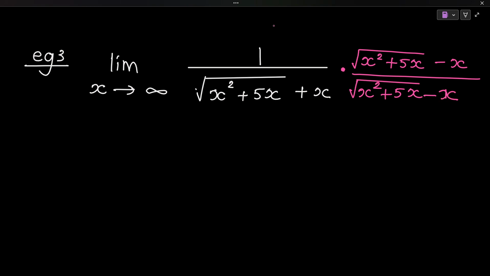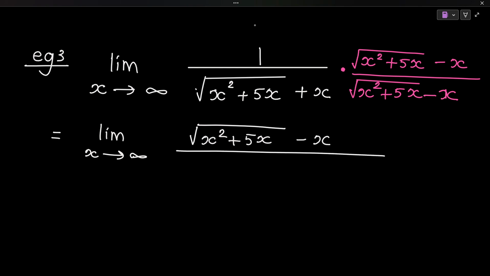Okay, so remember, to rationalize, you multiply. Now, to simplify, we're going to multiply the numerators together and then multiply the denominators together. In the numerator, we're going to have x squared plus 5x minus x. And in the denominator, when the square root multiplies with itself, it cancels out. So we're going to be left with what was underneath the square root, that is x squared plus 5x.